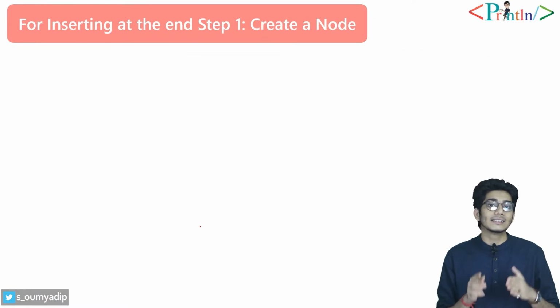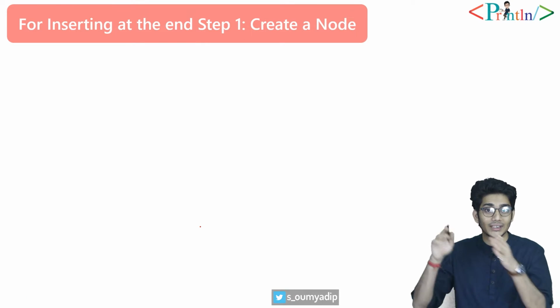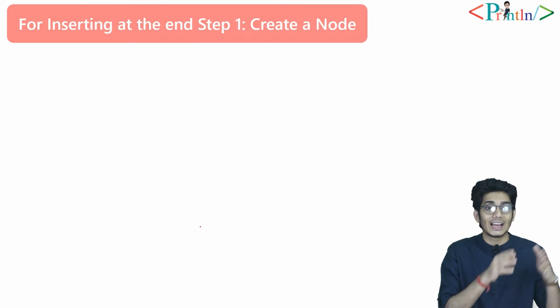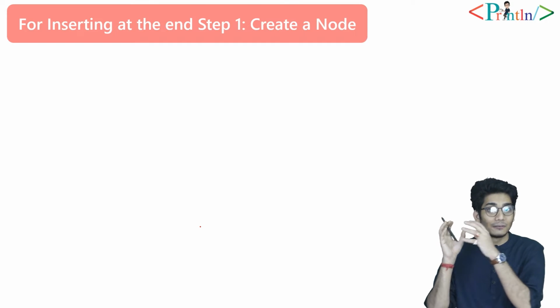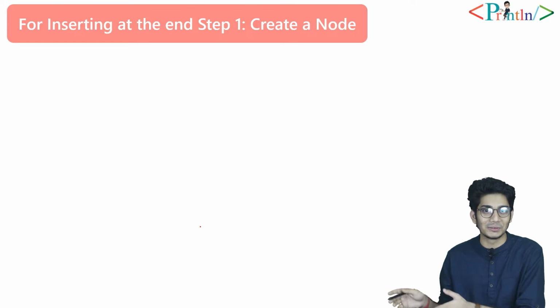Now we'll see that for inserting any node, at first what do we have to do? We have to declare the structure, we have to declare a head pointer, then we have to create a node, and then we have to check whether our head pointer is null or not. If our head pointer is null, then we'll put the first node over there. If our head pointer is not null, in this video we'll talk about that.